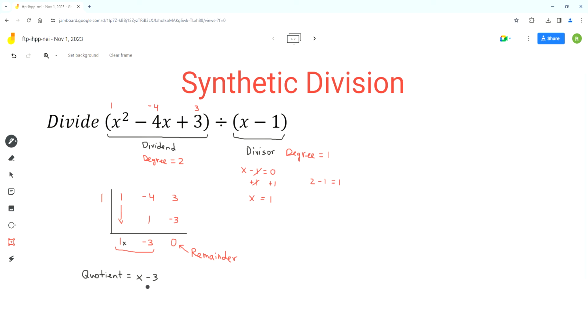And now we can write a division statement for this synthetic division. So we'll write the dividend first, x squared minus 4x plus 3, over the divisor, which is x minus 1, equals the quotient, which is x minus 3. Now here the remainder is 0, so we do not have to include the remainder in our division statement. So this should be the final answer for this synthetic division.